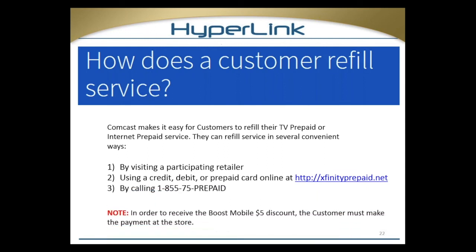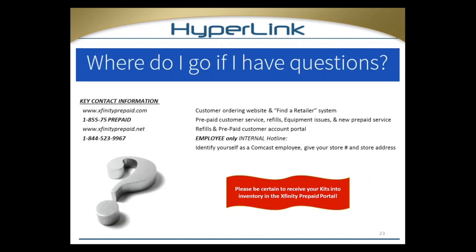Okay, so again, there is the 855-75 prepaid. That is the customer service line for our prepaid customers. And also note that in order to receive the $5 discount, the customer must make the payment in store. Okay, again, for you, the retailer, we have a retailer hotline, which is 844-523-9967. And again, the 855-75 prepaid contact number for customer service is for your customers.